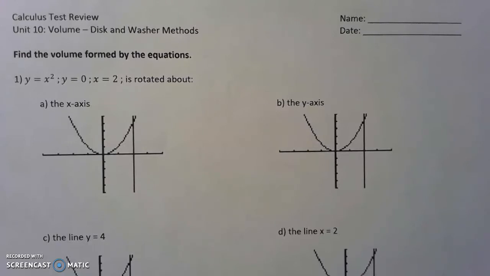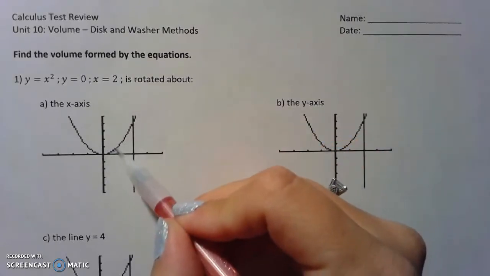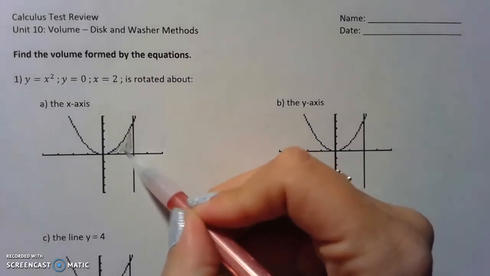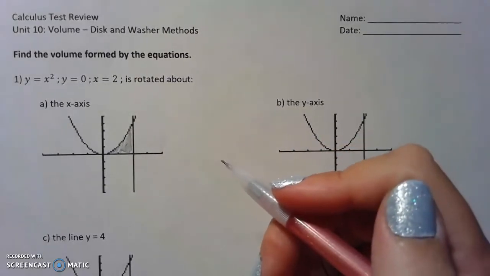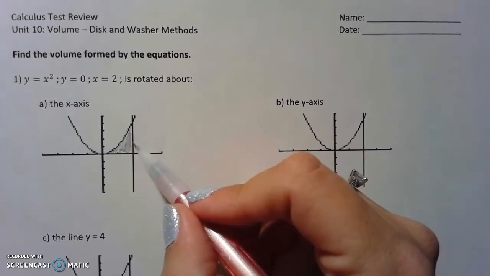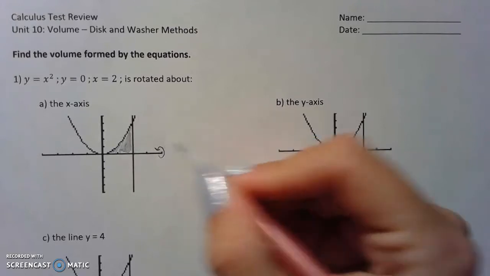It says when we revolve this around the x-axis. So these ones are nice. They're already graphed here for us. So we're just really worried about what we're doing. This is the shaded region that we're going to find the volume of when we revolve it around the x-axis. So that means we're going to revolve it around this line.